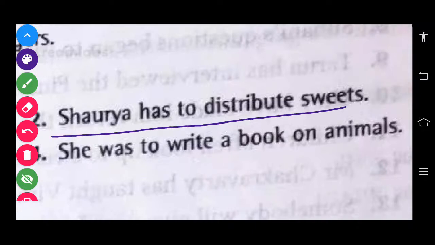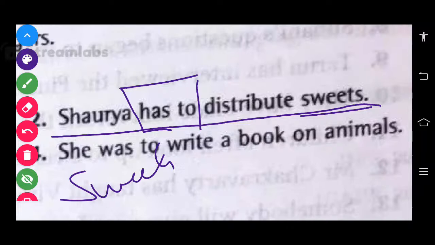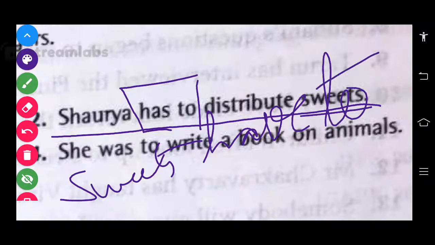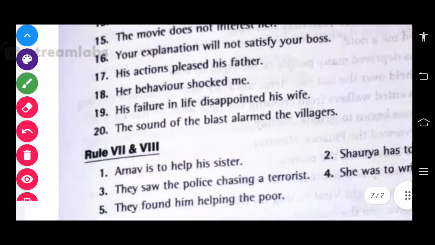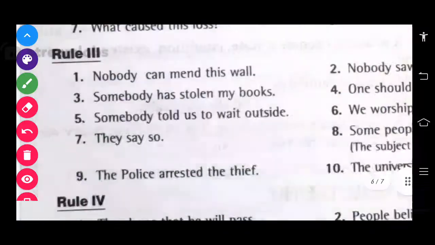And this is the last example. Saurya has to distribute sweets. Here also has to is an auxiliary. Sweets is the object, so we have to start with sweets. It's not has to be, it's have to be, because sweets is plural. So we have to use have to be. Sweets have to be distributed by Saurya. Did you understand this? In this way we can answer different questions.